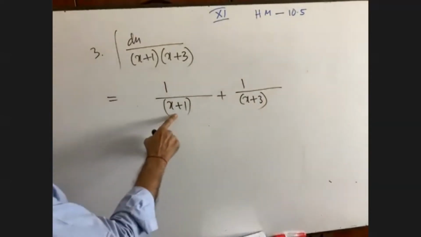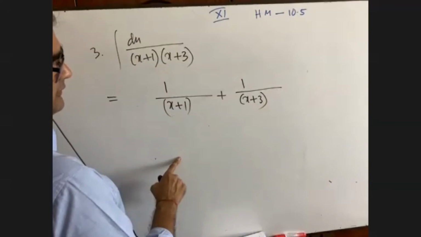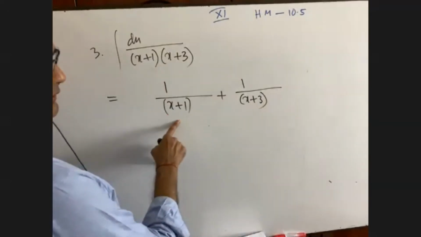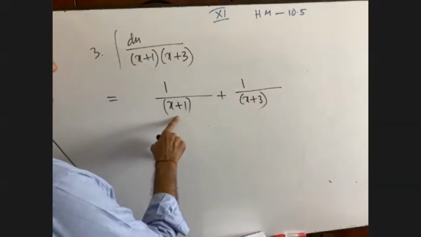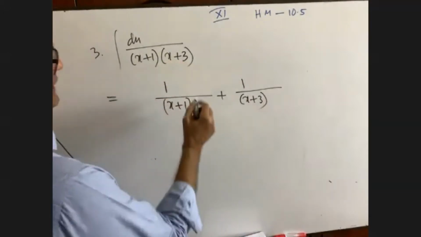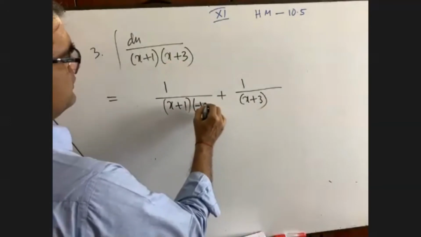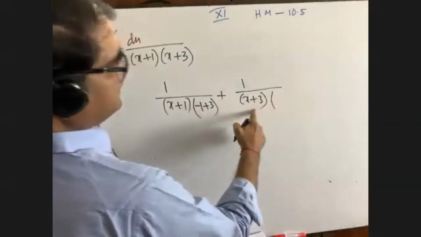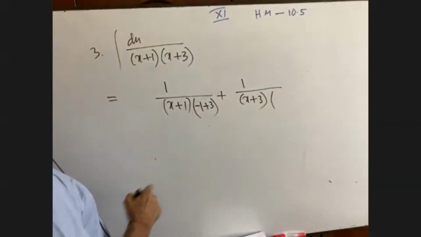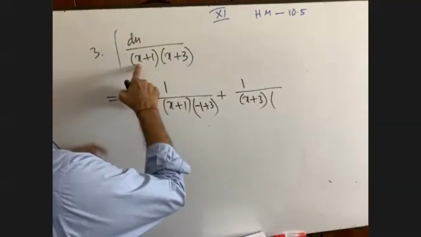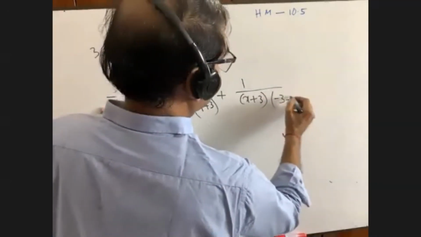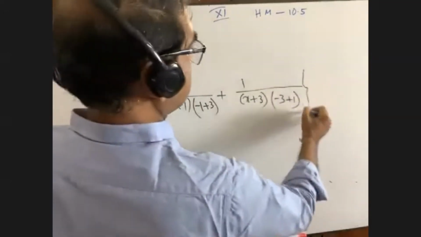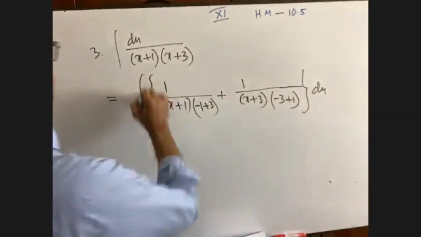What is the value of x here? Minus 1. So you put that minus 1 here: minus 1 plus 3. What is the value of x here? Minus 3. So you put that minus 3 here: minus 3 plus 1. Okay. So it is dx.